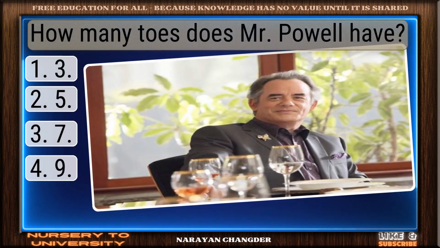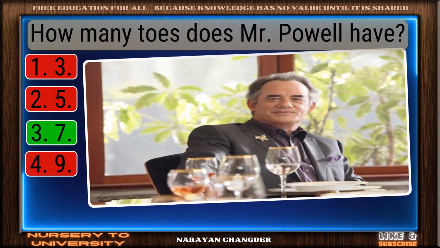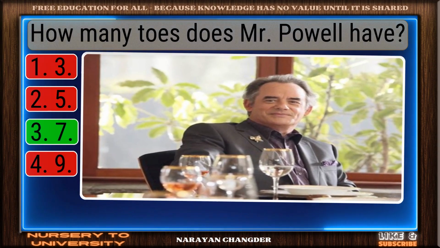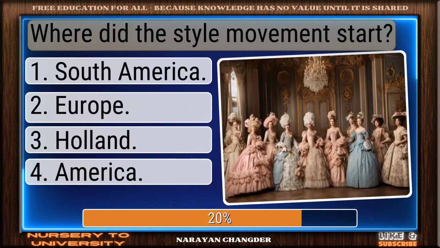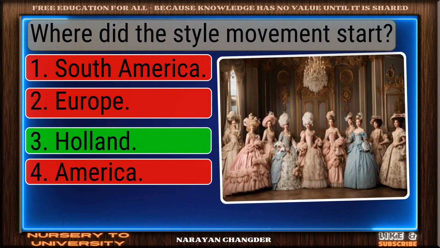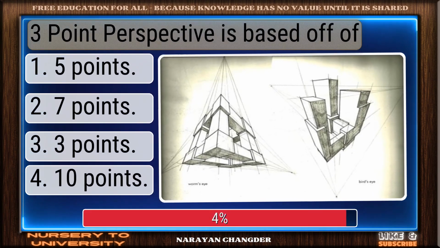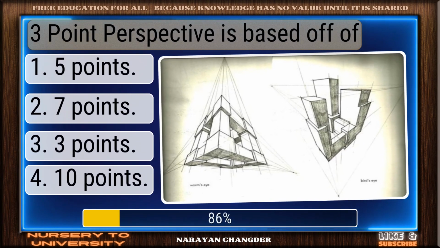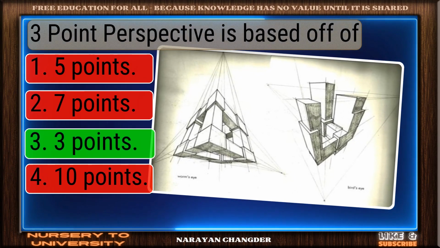How many toes does Mr. Powell have? Right again. Ten is a valid answer. Where did the De Stijl movement start? You chose Holland, and it is correct. 3-point perspective is based off of dash. Good thinking. 3 points is the right answer.